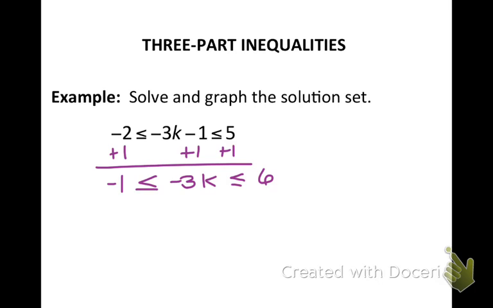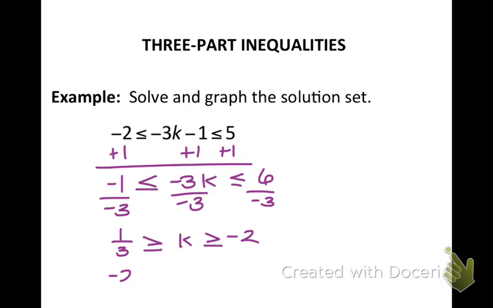What do we say the second step was going to be? Divide by a -3. Don't forget to flip that sign. 1/3 is greater than or equal to k, which is greater than or equal to -2. Okay. Because we are always working from left to right, which is smallest to largest, I'm going to rewrite this whole thing with my smaller number on the left and my larger number on the right, which means that I'm going to have to keep the sign closed to -2, which just flips it over, and open to 1/3.